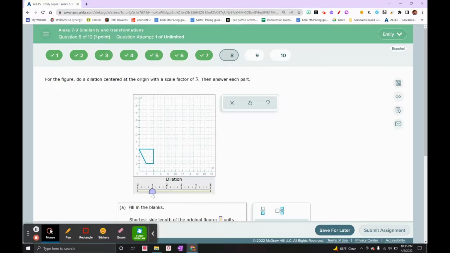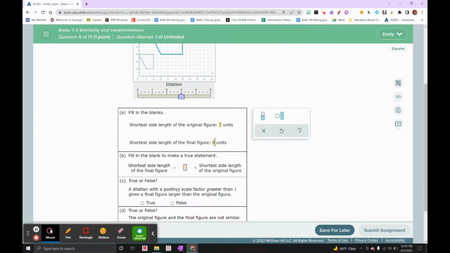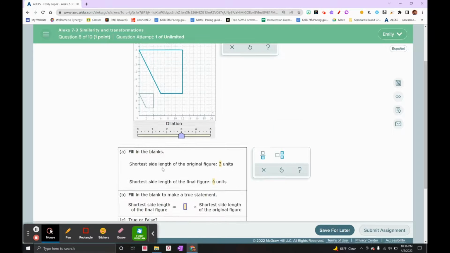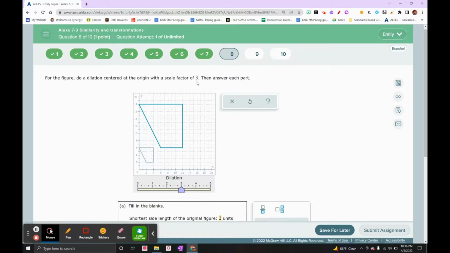Okay, same thing. Scale factor is 3. The shortest side length of the original figure, which is down here, is 2. The shortest side length of the final figure, which is 1, 2, 3, 4, 5, 6, is 6 units. Fill in the blank to make the true statement: the shortest side length of the final figure is equal to something times the shortest side length of the original figure. So 2 to get 6, you times 3. The scale factor is 3.